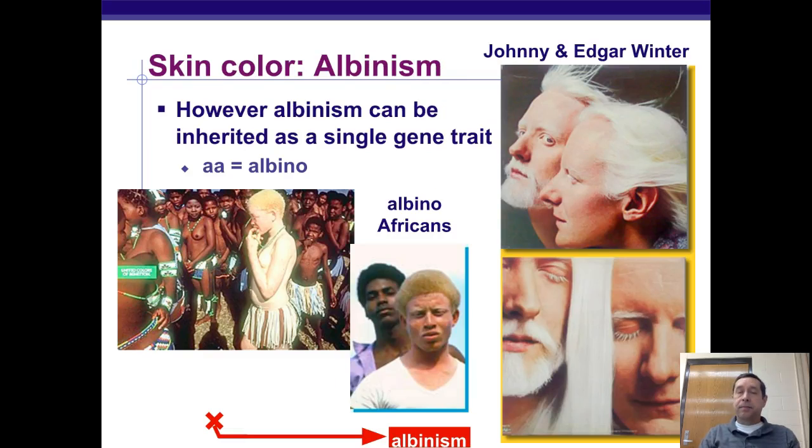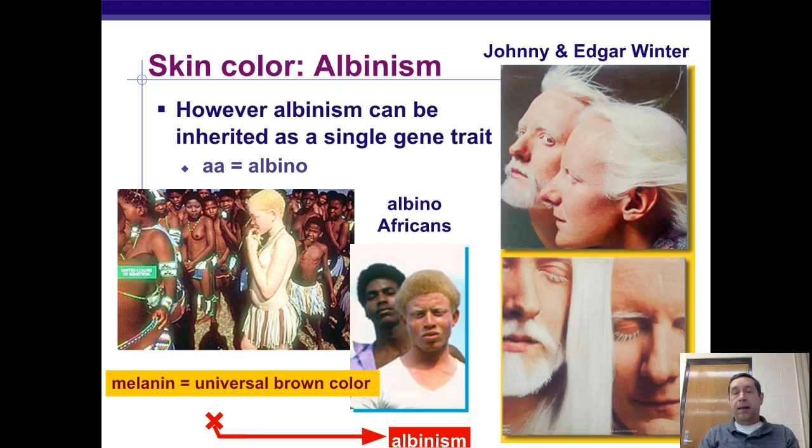But albinism, on the other hand, is a single gene trait. So you can have an albino Caucasian or African American, or any person can be albino. Melanin is a brown color. So if you have two copies of the little a gene, you don't produce any melanin, and that causes you to have light-colored skin, light-colored hair, no pigment in the iris of the eye, and so on.